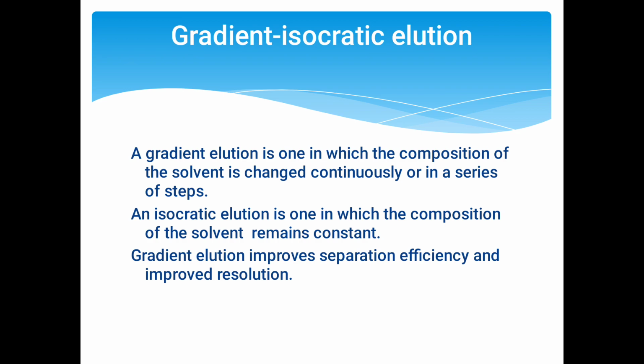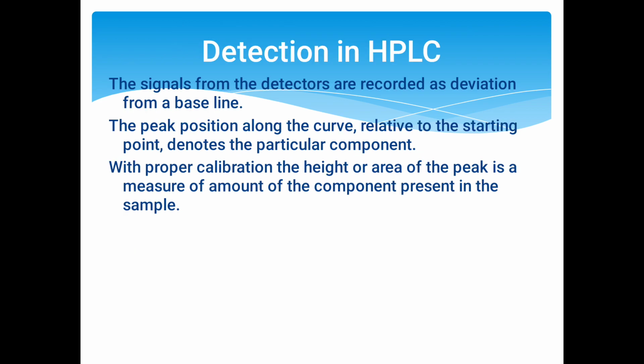Gradient and isocratic elution. Gradient elution is one in which the composition of the solvent is changed continuously or in a series of steps. Detection in HPLC. The signals from the detectors are detected as the deviation from the baseline.